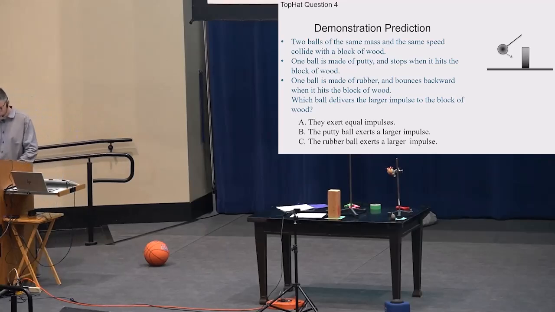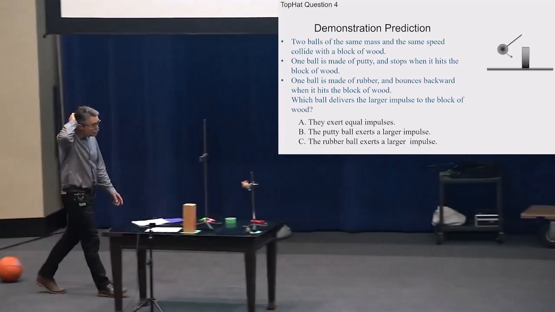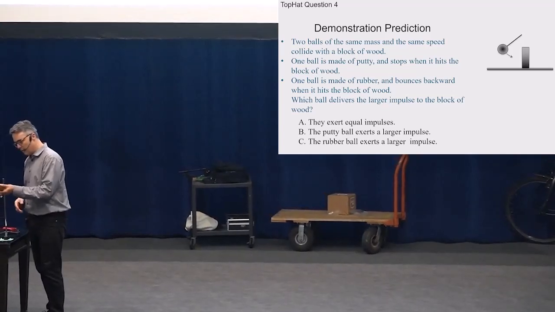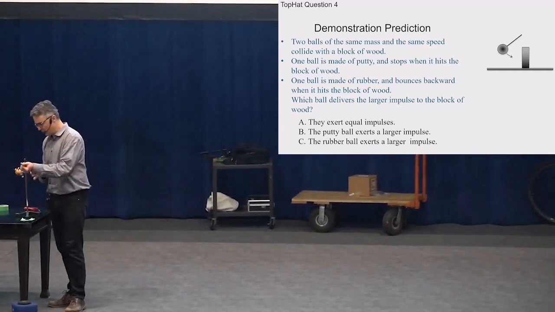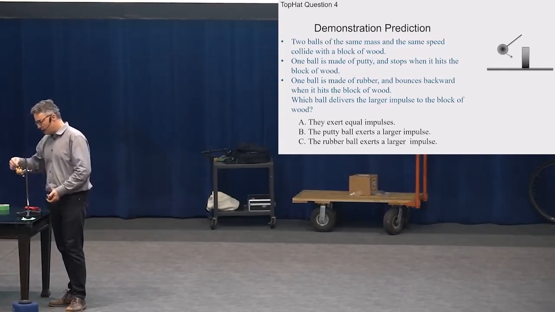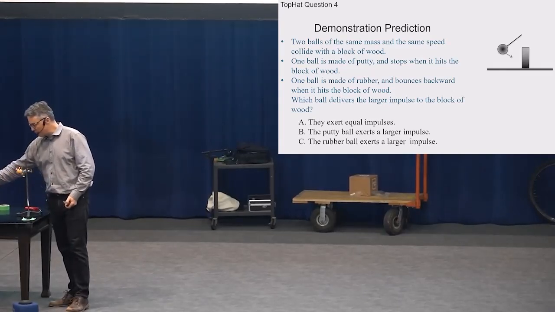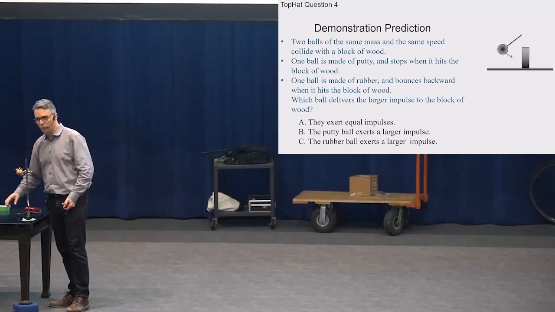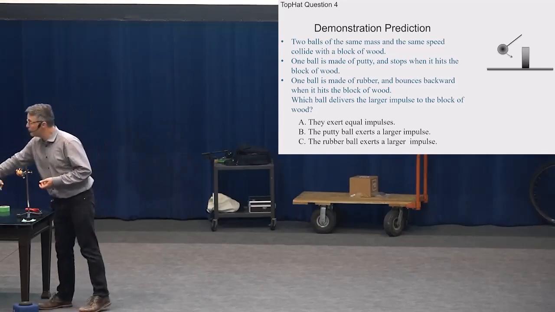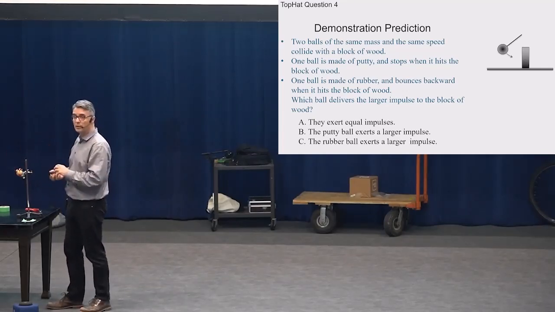So I want you guys to do the prediction of a demonstration that John has set up here, in which I have 2 equal mass balls. One is made of rubber, and one is made of this clay putty. The rubber one's already in its little position. But what I'm going to do is test to see if when I swing it down from a certain height, will it knock over this block of wood. 2 balls of the same mass, same speed, collide with a block of wood. One is made of putty and stops when it hits the block of wood. The other is made of rubber and bounces off. Which ball will deliver the larger impulse?